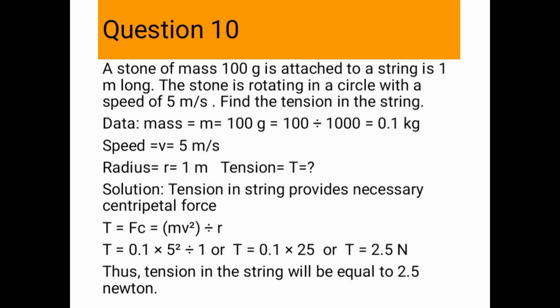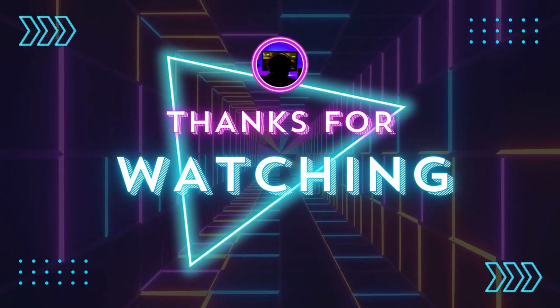Tension T equals? Solution: tension in the string provides the necessary centripetal force. T equals Fc equals mv squared divided by r. T equals 0.1 times 5 squared divided by 1, or T equals 0.1 times 25, or T equals 2.5. Thus, tension in the string will be equal to 2.5 newtons.